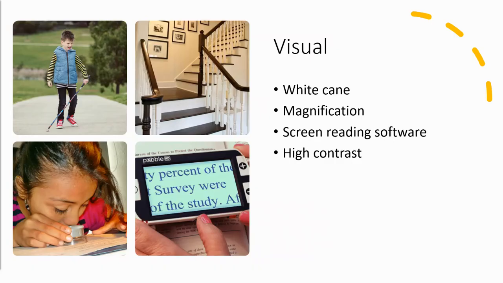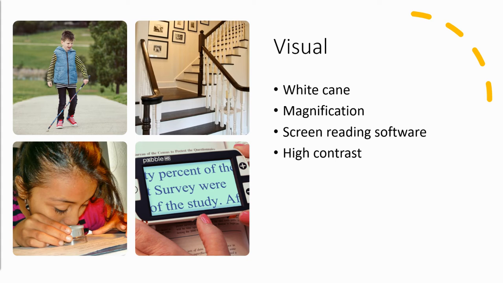For visual devices, if someone has very impaired vision or is blind, they may use a white cane, which will help them sense their environment so that they can feel. This boy in the top left picture is able with that cane to feel the texture of the surface he's walking on, feel for any obstacles, and understand the space around him.